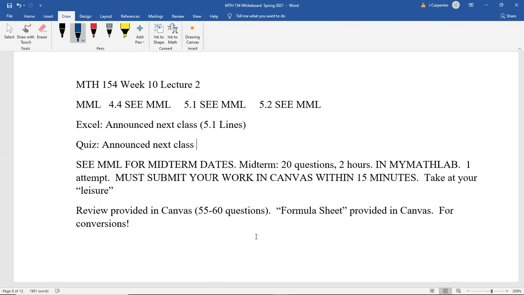Still no discussion boards, kind of taking a pause on those while we've got this midterm thing going on at the same time, while you should be gathering information about your project, but we will pick back up on those discussion boards pretty soon.